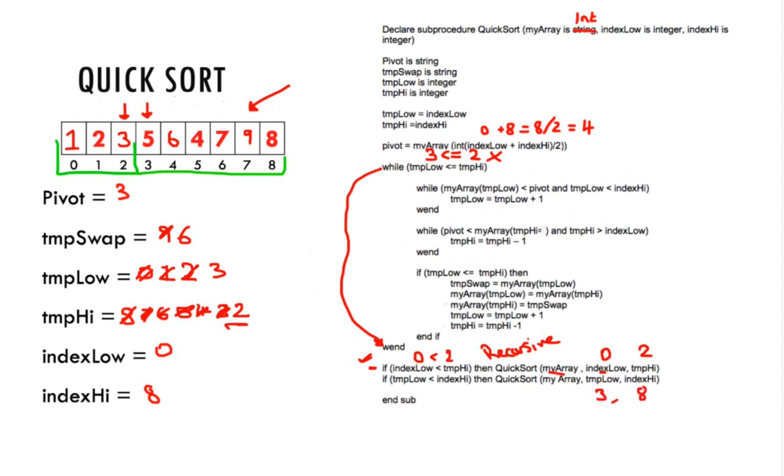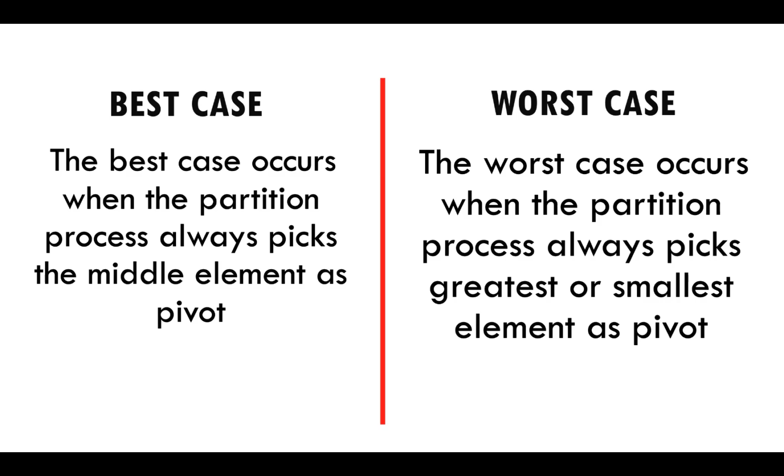The only thing that we've got to look at now for the quicksort is the best and worst case scenario. So what would be the best case and the worst case for running this algorithm? The best case scenario for the quicksort occurs when the partition process always picks the middle element as the pivot. This means that all the numbers less than the pivot are already on the left hand side, and all the numbers greater than the pivot are already on the right hand side. So no swapping has to occur.